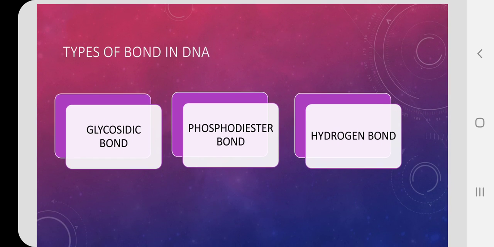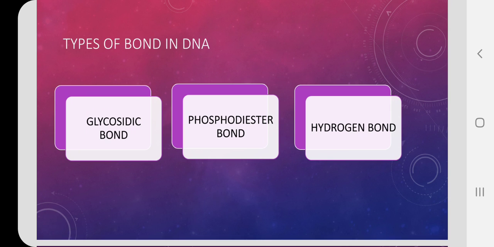Types of bonds in DNA. Bonding is very important because DNA is a macromolecule much bigger than any protein. It has three types of bonds: glycosidic bond, phosphodiester bond and hydrogen bond. The glycosidic bond is formed between the nitrogenous base and the pentose sugar.